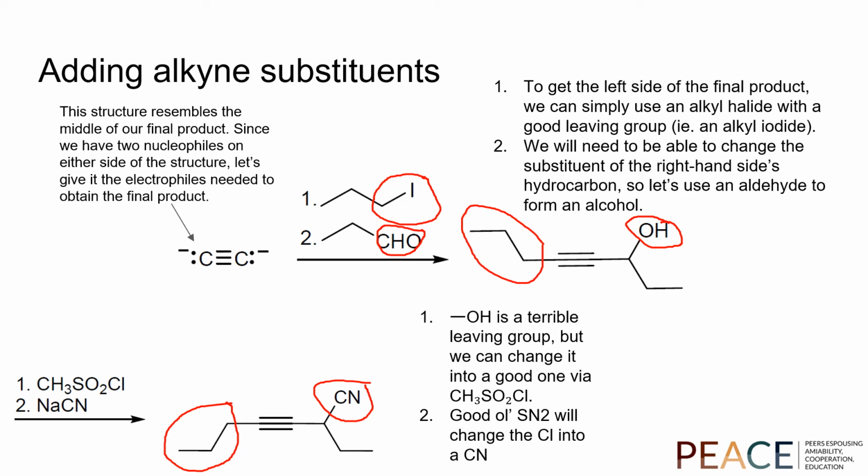And we can use this reagent right here, CH3SO2Cl, which will make this OH into Cl, which as we know is a very good leaving group. And once that's done, all that's required is just adding our nucleophile NaCN, and that will give us our final cyano group.